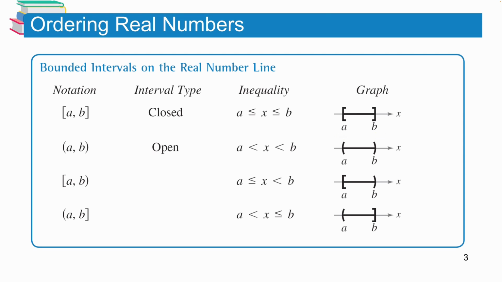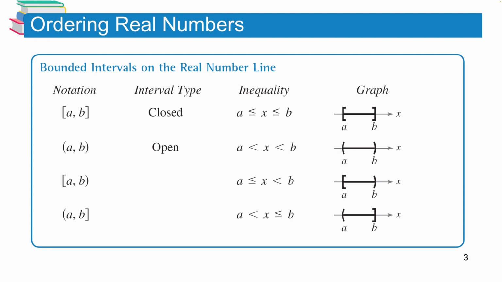So let's say it was bracket 3 comma 4 closed bracket, then it would include the 3 and it would include the 4. On the other hand, if you see these open parentheses, that means it does not include that number. So you're talking about all of the numbers that are between these two values, for example between 3 and 4, but it doesn't include 3 and it doesn't include 4. Now, if you've got a bracket on one but not on the other, then it includes the one that's closest to the bracket, but it does not include the one that's closest to the other.